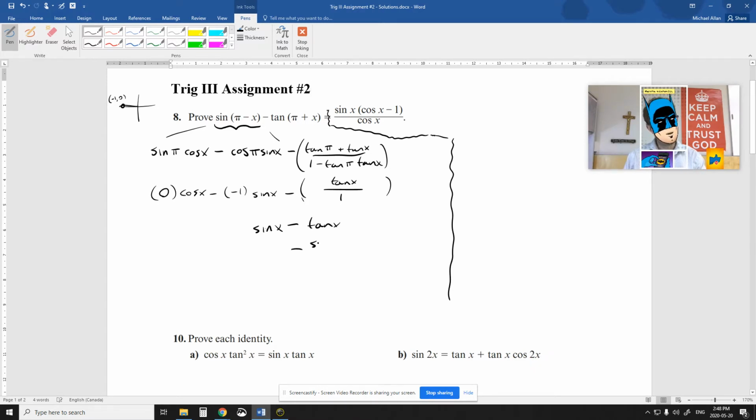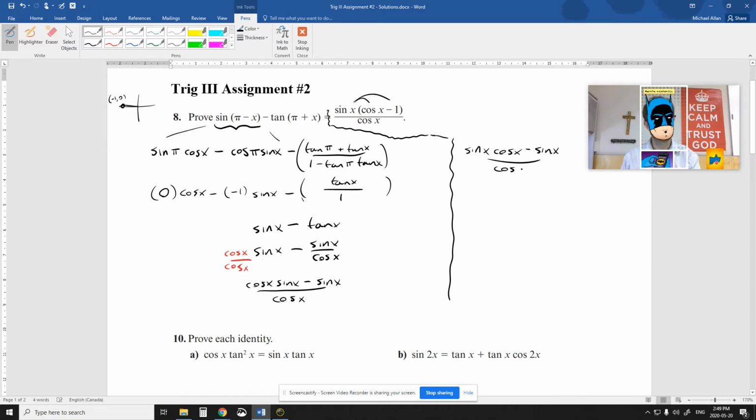Okay? Now tan is going to be sine over cos, like I said. We're going to find a common denominator here, so I'm going to multiply the top and bottom of this one by cos x. I'm going to get cos x sine x minus sine x all over cos x, because we found a common denominator of cos x. And the last step, I'm just going to multiply this into the brackets because there's no brackets on this side. So I get sine x cos x minus sine x all over cos x. So the left-hand side is equal to the right-hand side there.